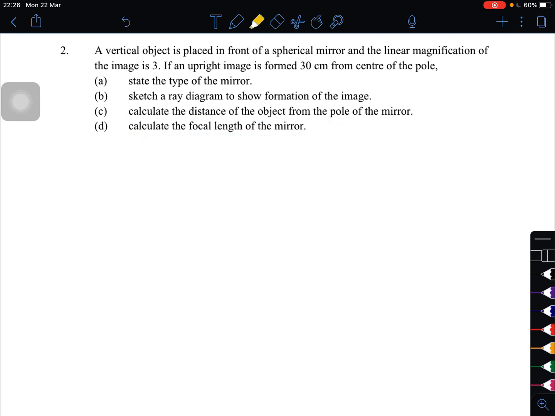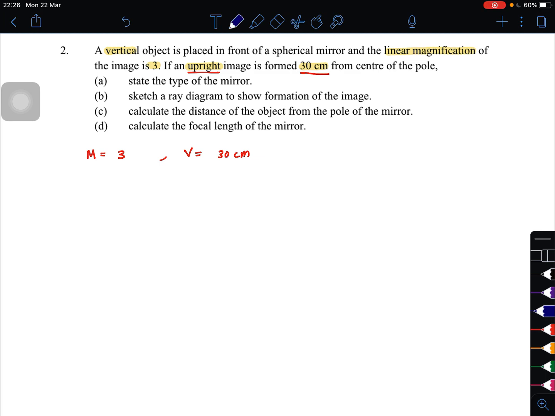Now we highlight the information first. So kita ada vertical object, which is with linear magnification of the image, which is 3, and then the image form is upright, which is 30 cm from the pole. Okay, so kita ada M sama dengan 3, and then we have V, which is 30 cm, and then kita ada upright image, so information upright image dekat sini.